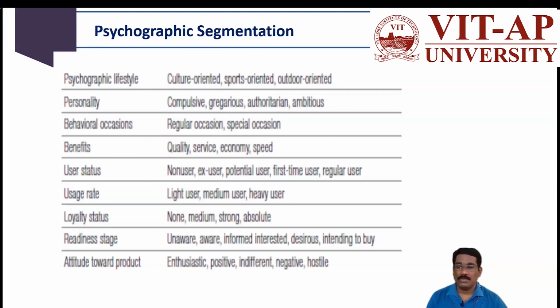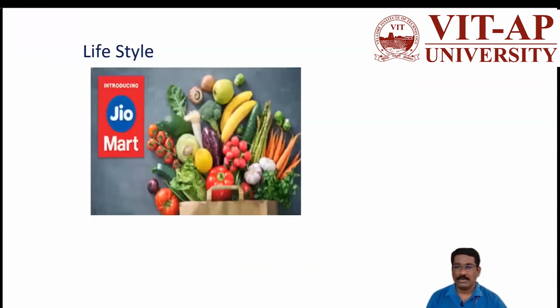And also we talk about benefits. We have quality, services rendered to the consumer, service, economy, speed, and I will quote more examples to make you understand, using an example from Colgate. So let's talk about this.